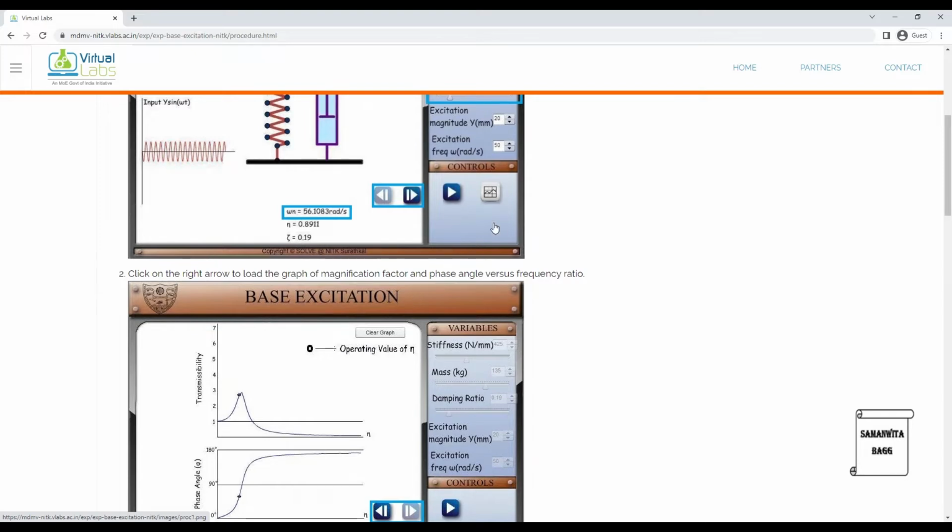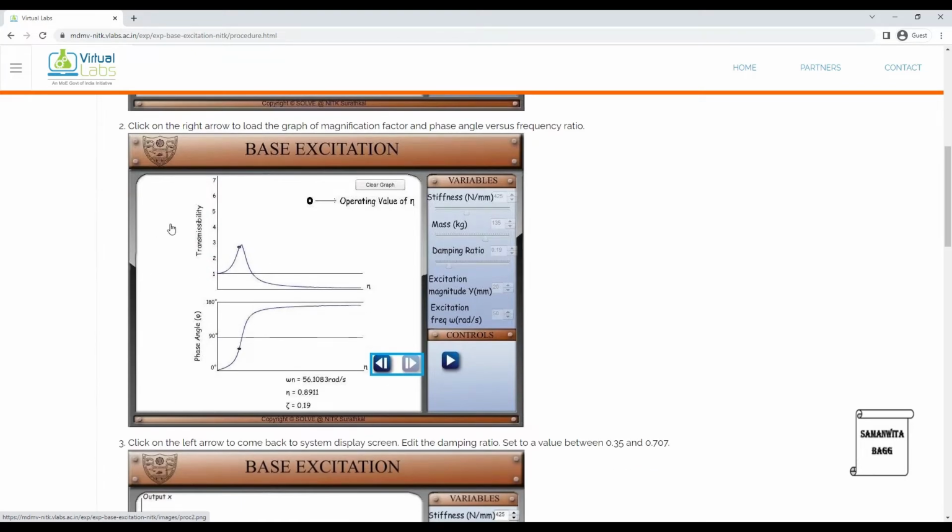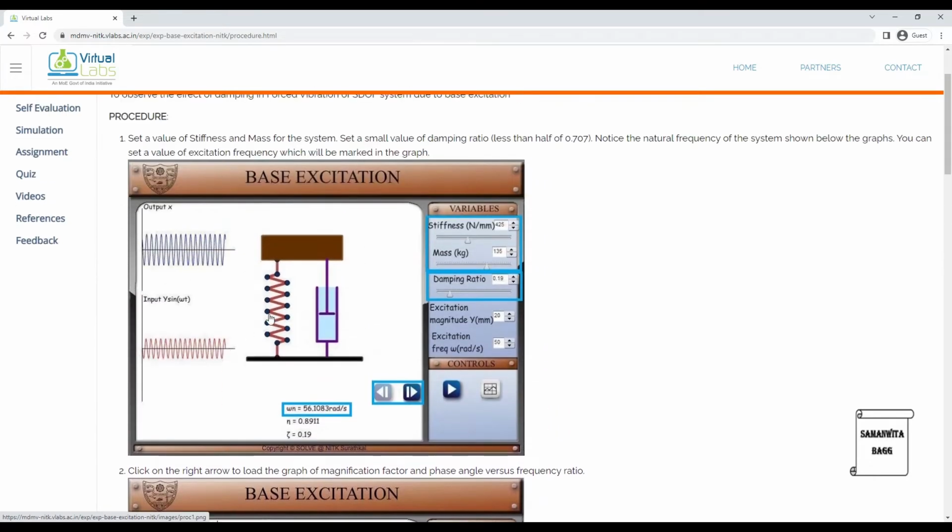So when you click on the graph, you're going to see a graph of transmissibility versus the frequency ratio. Also, you will get a graph of phase angle versus the frequency ratio. This is for the first value of zeta. Say the zeta is going to be very small, less than half of 0.707.